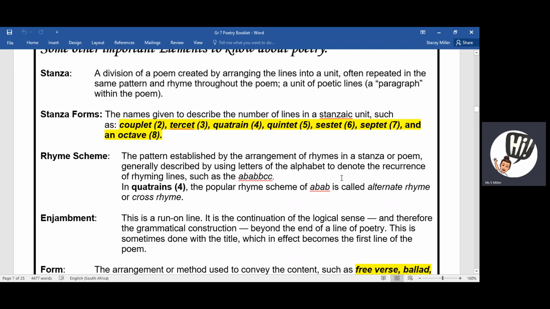Right, then the rhyme scheme. Have you done the rhyme scheme before in English where you go, this word rhymes and you put an A, then you look for, awesome. It is definitely in your exam, definitely in your exam. So when we do the next poem, we're going to go through it and I'll explain it again for those of you that have forgotten how it works. It says a pattern established by the arrangement of rhymes in a stanza or a poem, generally described by using letters of the alphabet to denote the reoccurrence of the line, such as the A, B, or A, B. You've seen it before, yes? You did it in grade 6, most of you. We will go over it again when we have an actual poem.